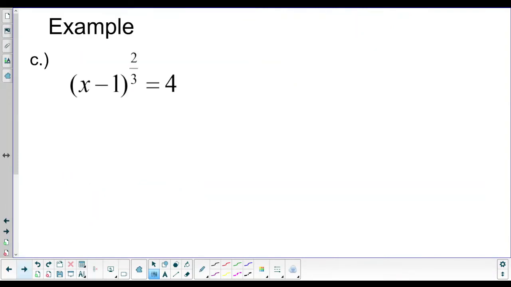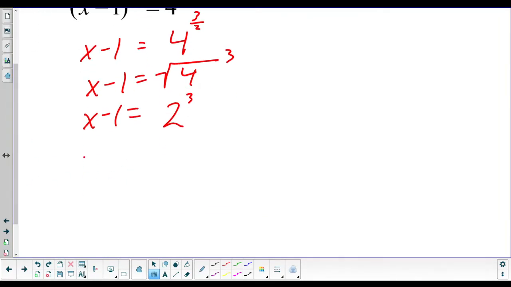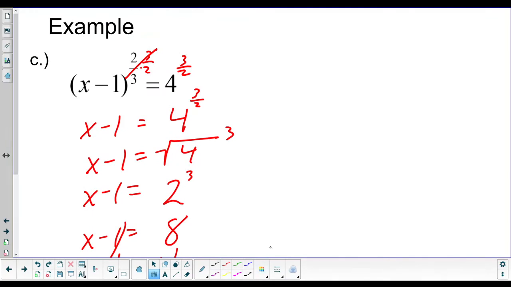All right, just a few more. Here, the base is x minus 1. The 2/3 power is on the whole thing because it's inside these parentheses. So what we need to do is start by getting rid of this exponent by doing a reciprocal. So we're going to do a 3/2 exponent on both sides. Here, it cancels, and x minus 1 equals 4 to the 3/2 power. We can rewrite this to simplify it. x minus 1 equals the square root of 4 to the 3rd power. The square root of 4 is 2, to the 3rd power. x minus 1 equals 8, and then we add 1 to both sides. So x equals 9.